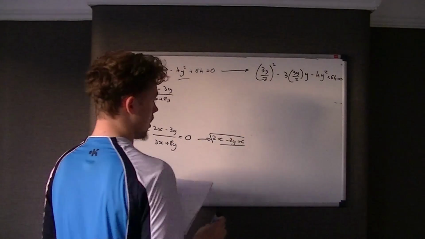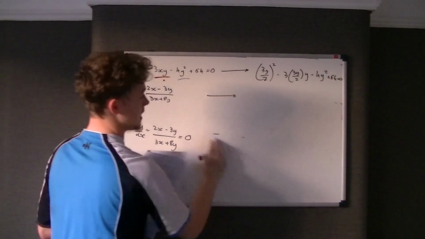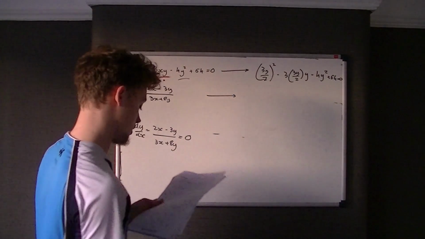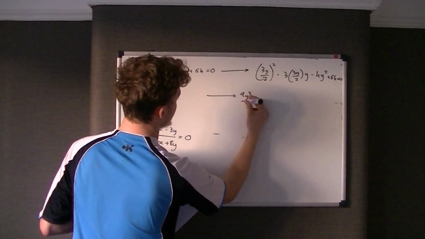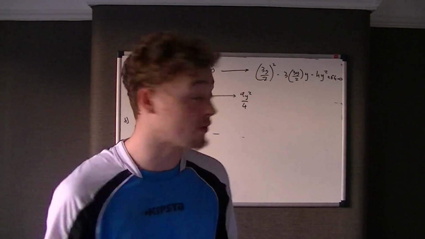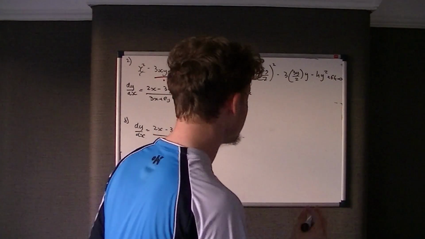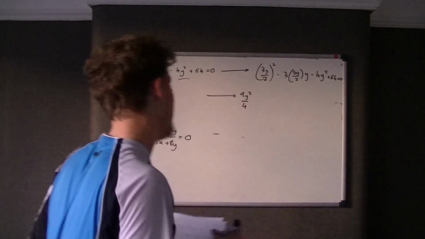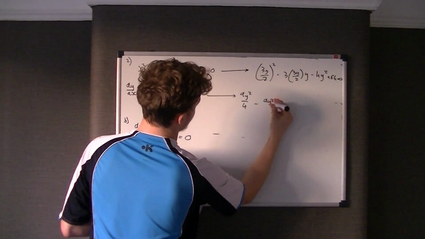Then it's just a case of expanding this and simplifying it down. Well, take (3y/2) all squared, where you just square top, square bottom, so you get 9y²/4. And then you do 3 times 3y/2, which is obviously 9y/2, but we also need to times that by y. So obviously it's minus 9y²/2.